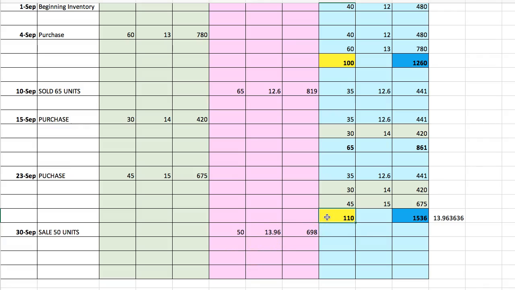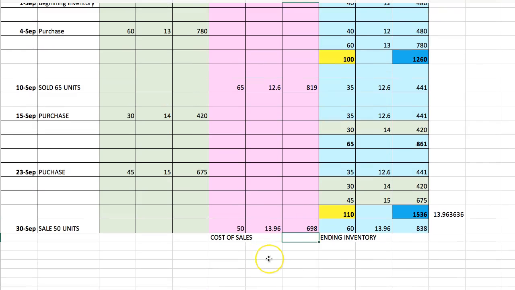And now let's work out what we have left. We had 110 units and I've sold 50, so that's a minus. 110 minus 50 means there are 60 left, and I'm going to use my average cost again. So I have 60 times 13.96, and I'm going to round my answer to 838. So my cost of sales, I'm going to add up all the cost of what I've sold. My ending inventory is just what I have left at the end of the month, and it's $838.